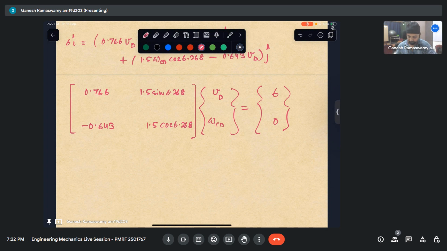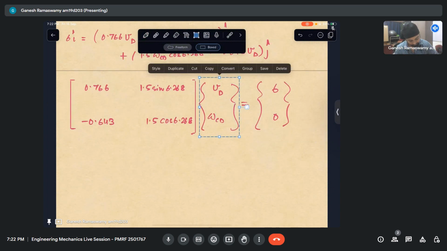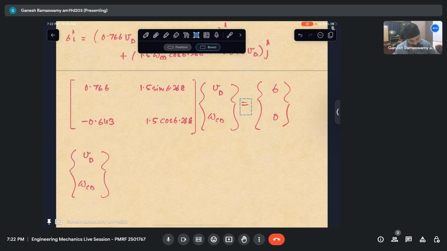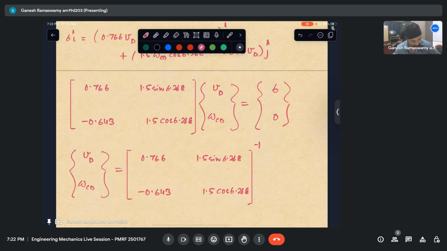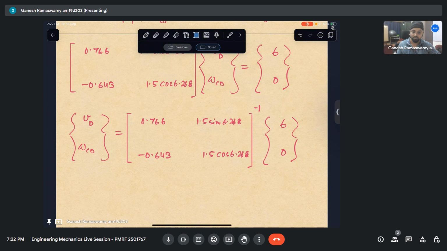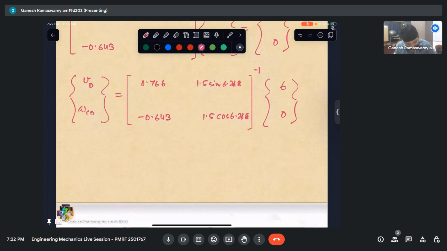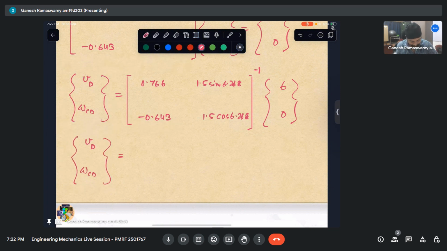So this will give me this vector is equal to this inverse into that. So this will come out to be 7.17 and 3.09. So therefore we have solved for the velocity of point D.